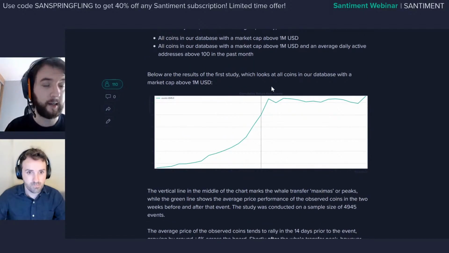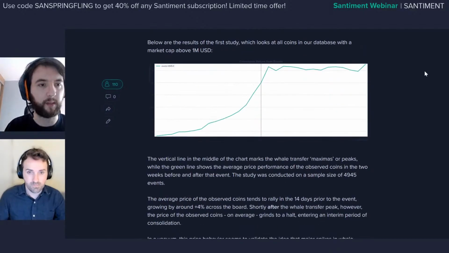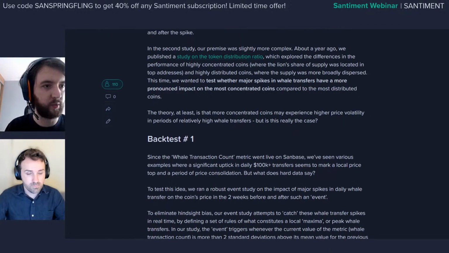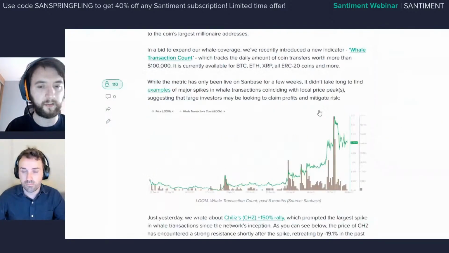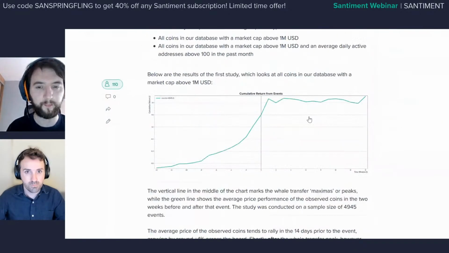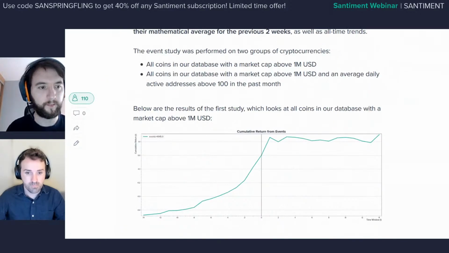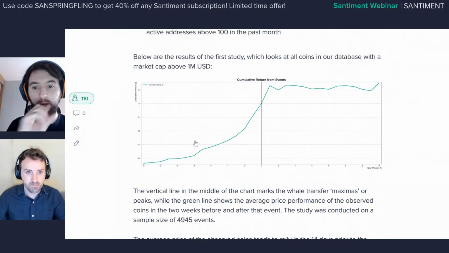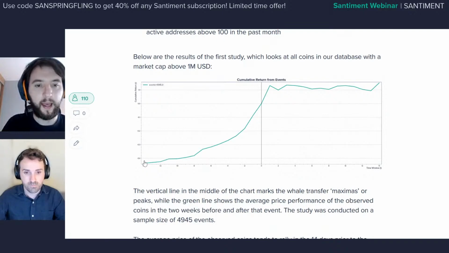So the first study that we looked at was all of the coins in our database with a market cap of above 1 million USD. And I'm actually going to switch to light mode so that you can see the results a bit clearer. There we go. Okay, zooming in. This is the average price performance of all of the coins that we've looked into. This is almost 5,000 different events that we've studied.